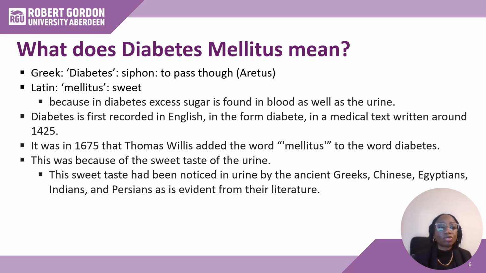So diabetes was first recorded in English in the form diabetes in a medical text written around 1425. It was in 1675 that Thomas Willis added the word mellitus to the word diabetes. This was because of the sweet taste of the urine. The sweet taste of the urine had been noticed by ancient Greeks, Chinese, Egyptians, Indians, and Persians, as is evident from the literature. So this was really interesting for us to know.